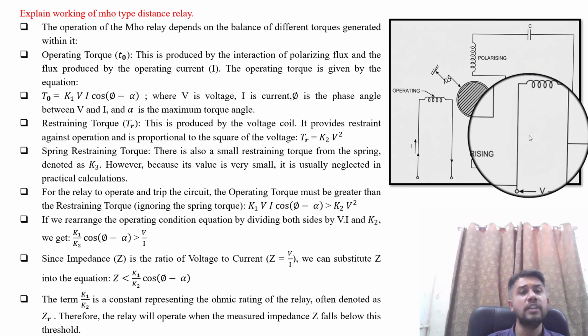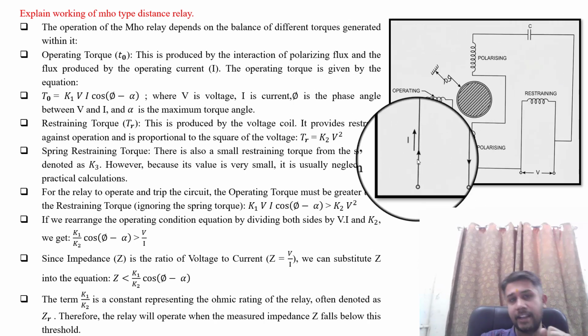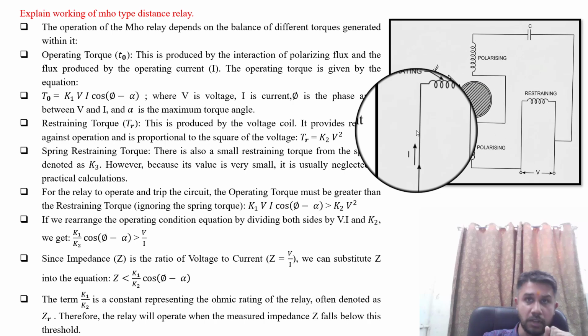The operation of the move relay depends on the balance of different torques generated within it. The operating torque, T operating, that is TO, is produced by the interaction of the polarizing flux and the flux produced by the operating current here. This operating coil is energized by the CT secondary current. So the torque produced is given by the following equation: T operating equals K1, the constant, V, the system voltage, I, the CT secondary current passing through this operating coil, into cos phi minus alpha.